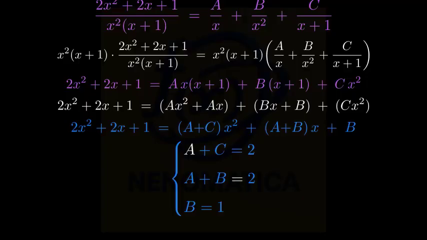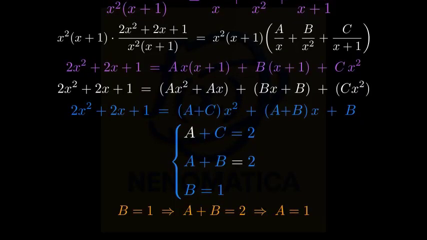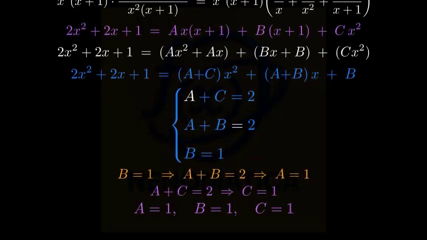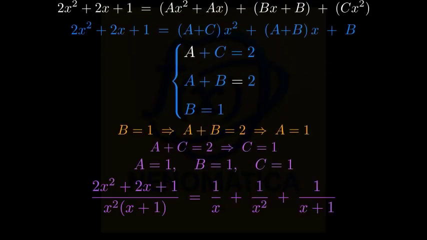Solve the system quickly. From b equals 1, substitute into a plus b equals 2 to get a equals 1. Then a plus c equals 2 gives c equals 1. So a, b, and c are all 1. Substitute these values back into the partial fraction form. We get 1 over x plus 1 over x squared plus 1 over x plus 1.